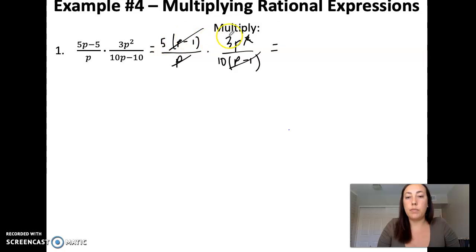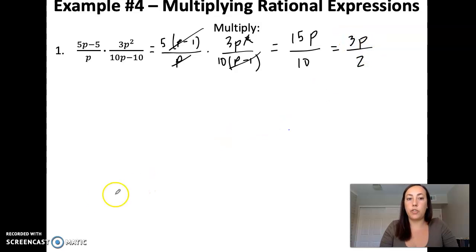So we have 5 times 3, which gives us 15, and then we have this p, and on bottom we have 10. And the last thing we can do is simplify 15 over 10, which is the same if we divide them both by 5, we get 3/2. So that's the same as 3p over 2.